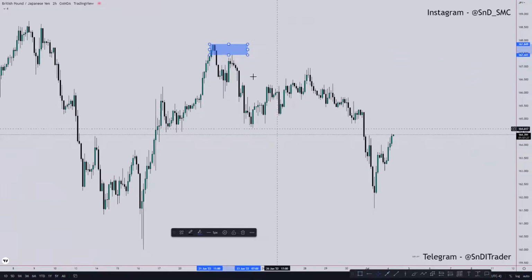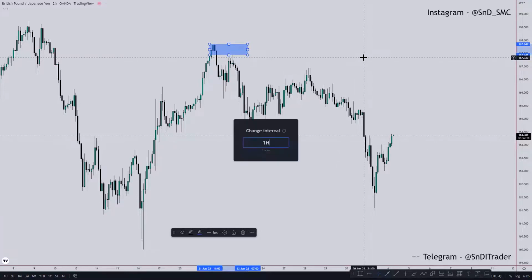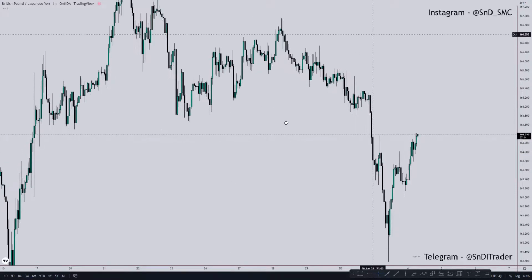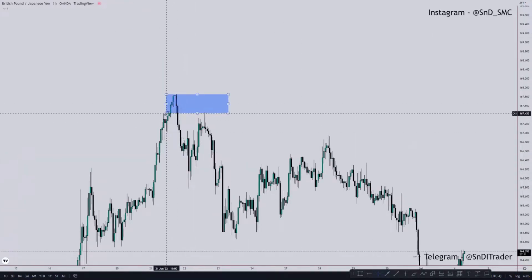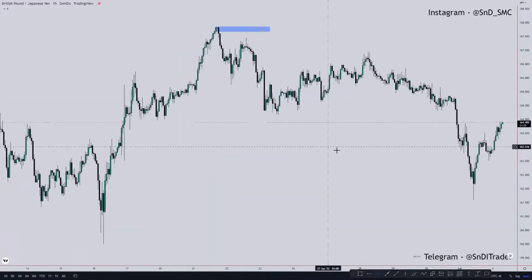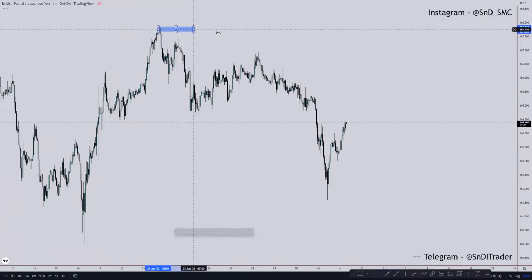So on 2 hour, at this point of interest, this zone has not taken out any sort of liquidity, so I will not select this as a point of interest, and I will go to a lower time frame, like 1 hour time frame. And same thing on 1 hour time frame. You see this candle, we have some sort of fair value gap in here on 1 hour time frame. So I will select now this zone as my point of interest.